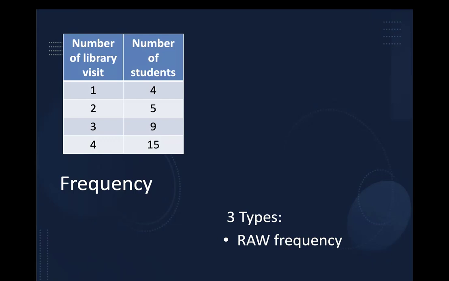And that's the frequency that you can draw a graph on, you can draw a histogram, whatever. But just know when they give you this value, it means what? Raw frequency. That means there's 5 students that went to the library twice, not once.